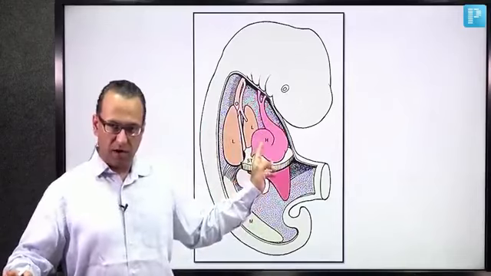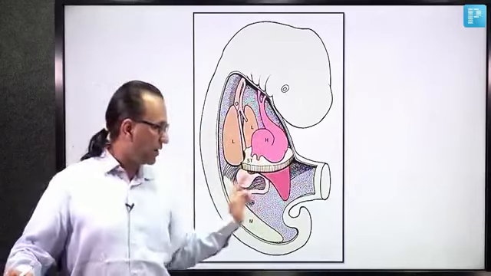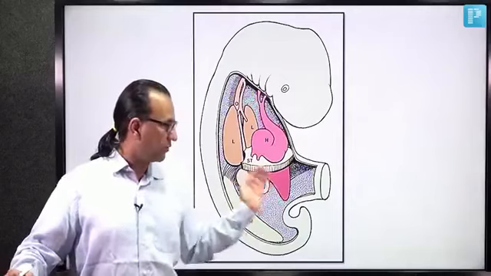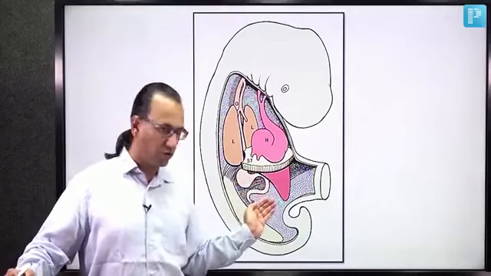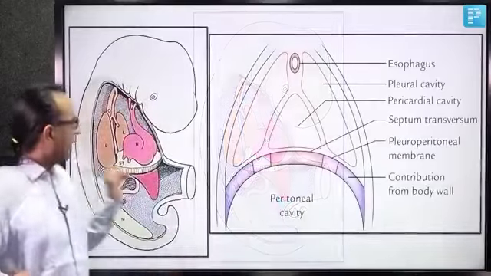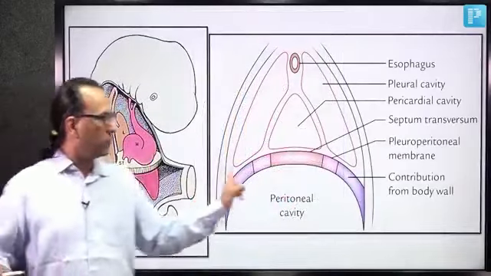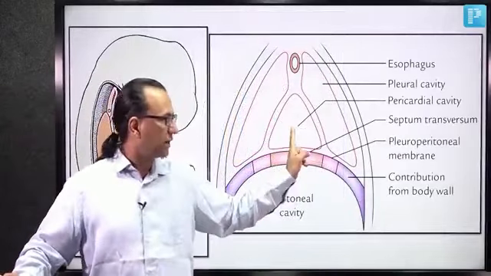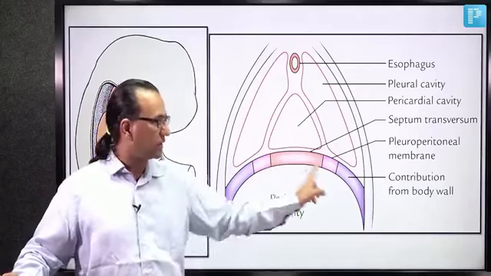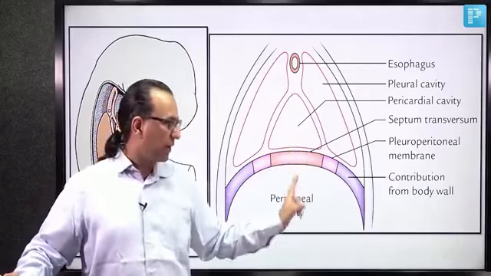In the thorax you will have the heart and the lungs, and in the abdomen you have the liver and the rest of the GI tract and genitourinary tract as well. Now looking at the septum transversum from the front view, this is also called the pericardio-peritoneal membrane because it is separating the pericardial cavity from the peritoneal cavity.